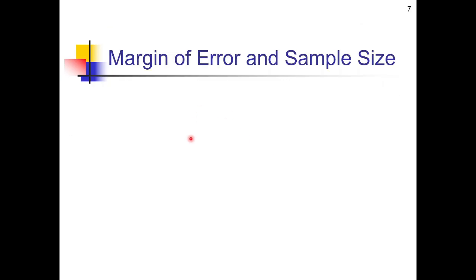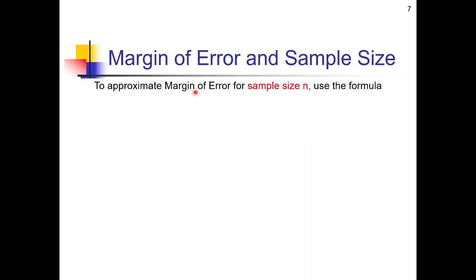So we know how to calculate margin of error if we have the standard deviation. But what if we don't? Well, another piece of information you might have access to might be the sample size of your data set. So it turns out there's a handy formula that will allow us to approximate the margin of error if we know the sample size.